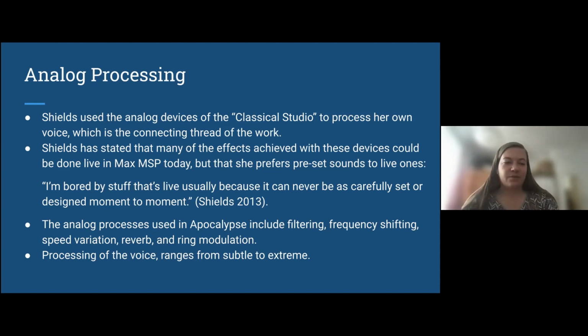But it does show how she's a very structural thinker in some ways. Various analog processes used in Apocalypse include filtering, frequency shifting, speed variation, reverb, and ring modulation. On the devices in the studio, she would be able to make all these presets through which to process the sound. And processing ranges from quite subtle to very extreme in the opera.